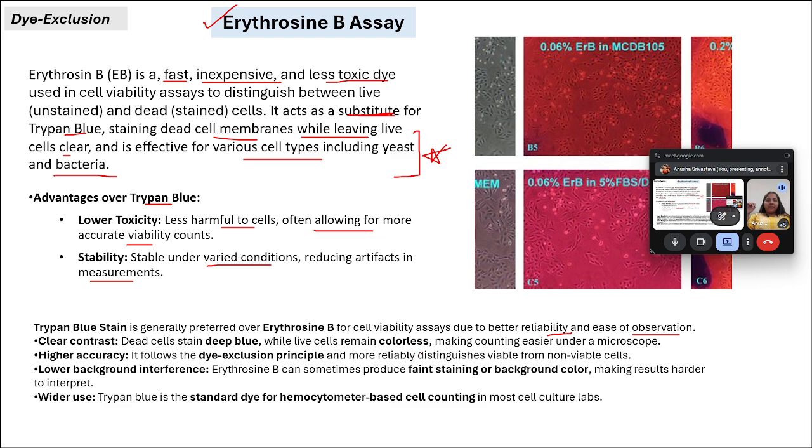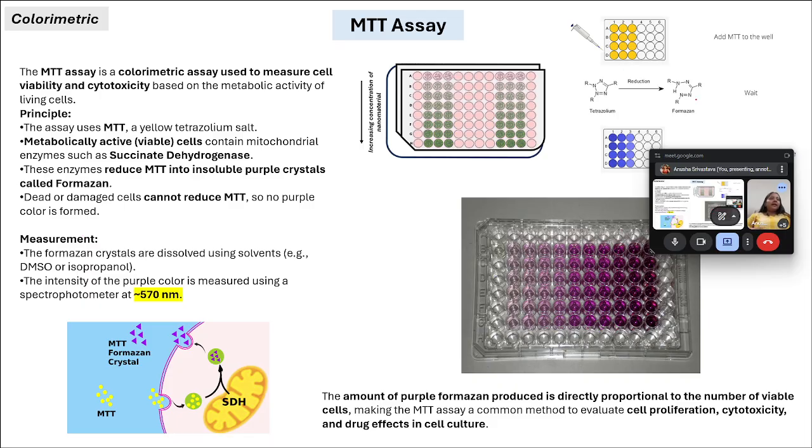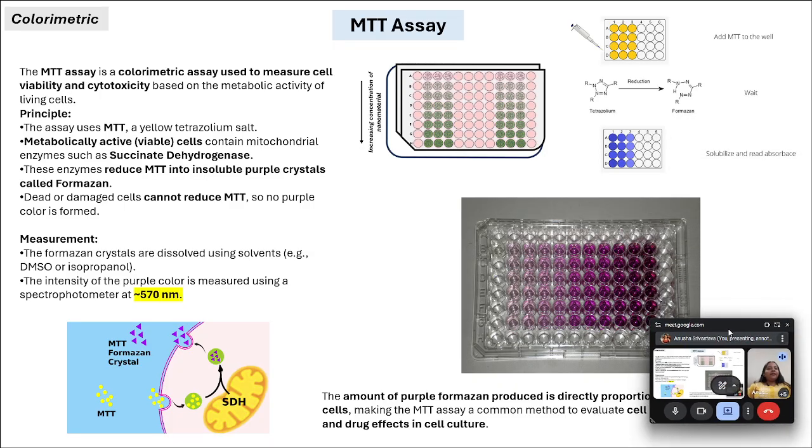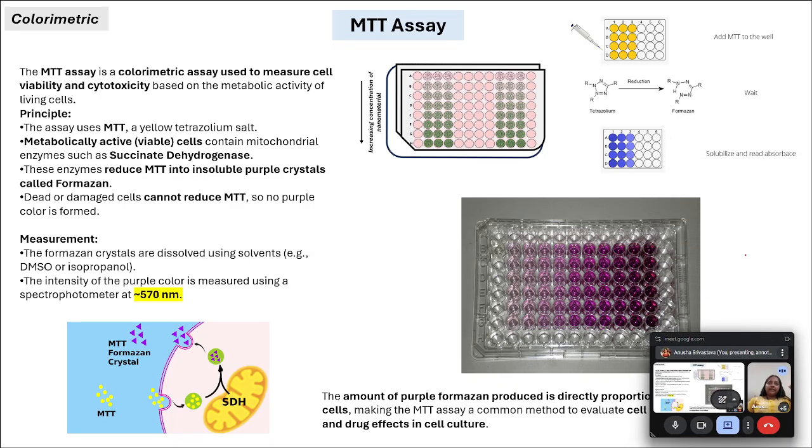Dead cells stain deep blue while live cells remain colorless, with high accuracy, and the background interference is less in the case of trypan blue. That is why it has wider use in comparison to erythrosin B. Moving forward and coming to the colorimetric assay. So far, we were discussing the dye exclusion principle, where we determine live and dead cells based on the dead cells taking up the dye and the live cells not taking up the dye. Now, coming to the colorimetric-based assays, the very first, most widely used, is the MTT assay. Now, what exactly is the MTT assay? Let's understand that.